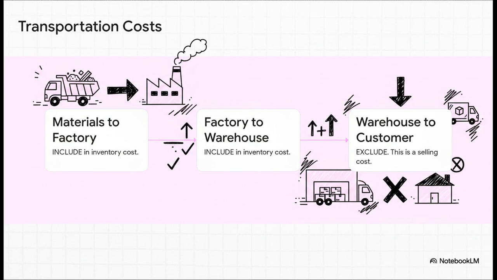Let's follow the journey. Step 1, the cost to ship raw materials to your factory, that's in. Step 2, the cost to move your finished goods from the factory floor to your own warehouse, that's in too. But look at step 3, the cost to deliver that product from your warehouse to the customer, that's out. That's considered a selling cost. The line is drawn once the product is ready and waiting to be sold.